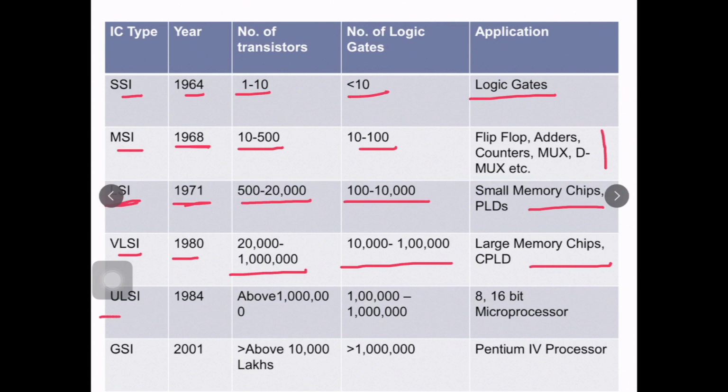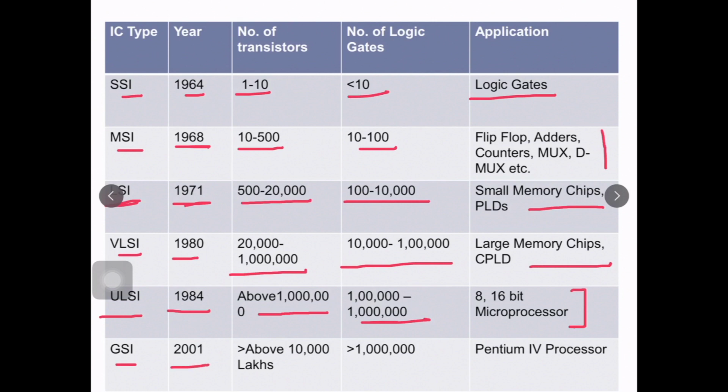Then came ULSI, ultra large scale integration, in 1984. The number of transistors is above 10 lakhs, the number of logic gates is from 1 lakh to 10 lakh, and the applications include 8-bit and 16-bit microprocessors.